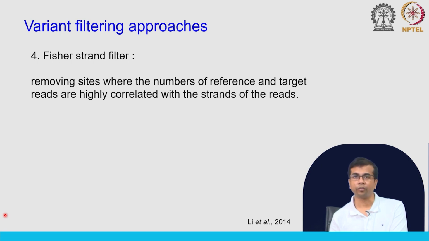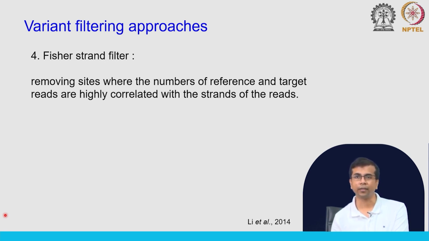Coming to the next one, this is called the Fisher strand filter. What we do here is remove sites where the numbers of reference and target reads are highly correlated with the strands of the reads. What it means is, for example, the reads that you get for the reference are mostly on the positive strand, and the reads that you get for the target are mostly on the reverse strand. That kind of bias might be there, and this is something we want to avoid.